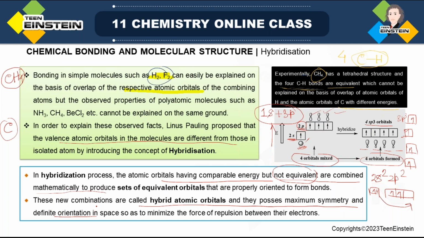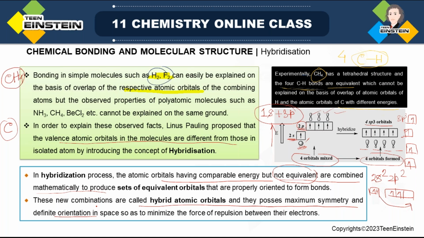We know there are different types of interaction: BP-BP, LP-BP, LP-LP. So after hybridization, the significance is that these newly generated orbitals are more symmetric in nature, and their orientation in space is such that they minimize the force of repulsion between electrons, whether BP or LP electrons. So this is the importance of hybridization, or the requirement of hybridization, when it is polyatomic molecules, not simple molecules like H2 or F2.